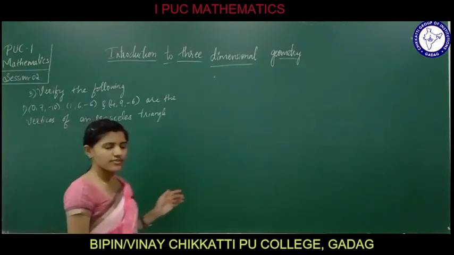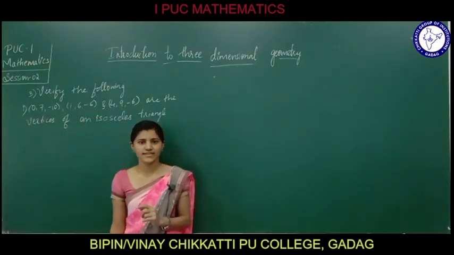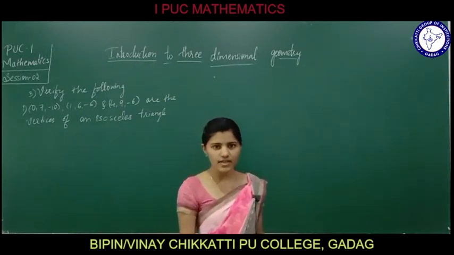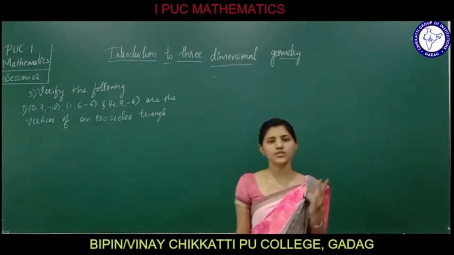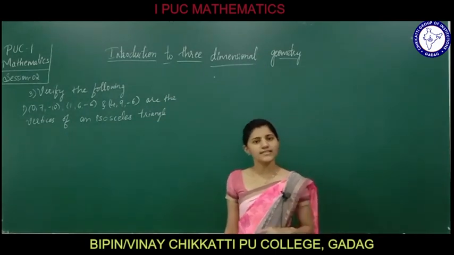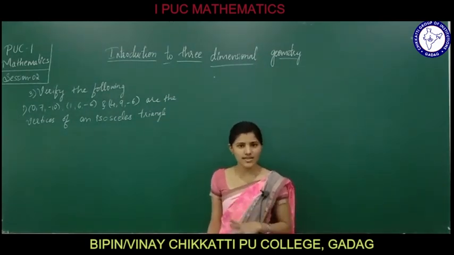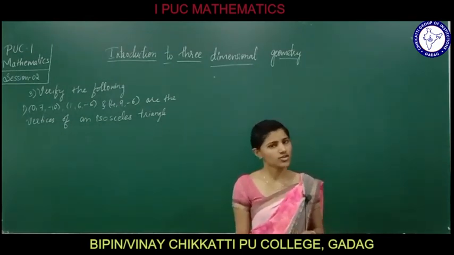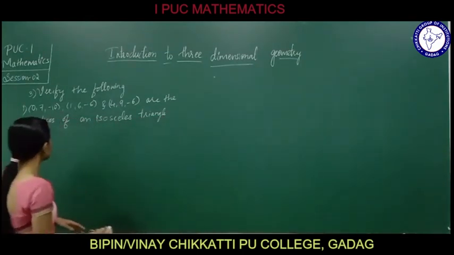To know this, first let us know what is an isosceles triangle. A triangle in which any two sides are equal, right? The triangle whose any two sides are equal, that is called an isosceles triangle. So what we will do is we will find the distance between the sides. Okay, let's start finding the solution.